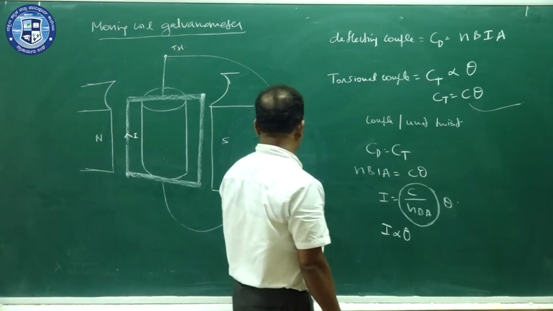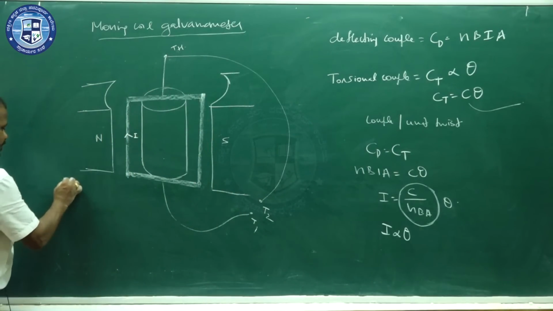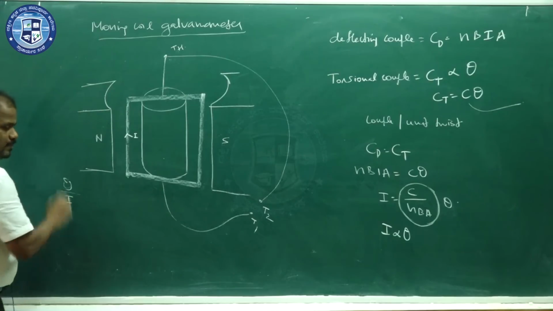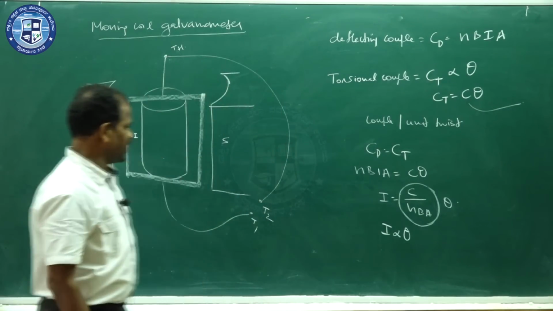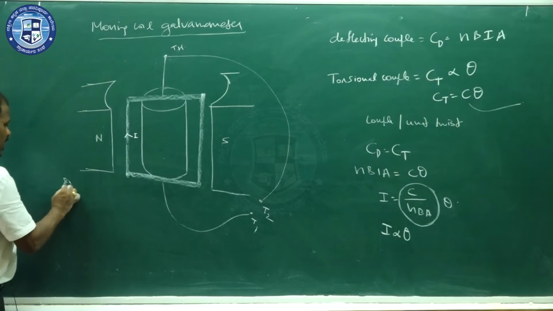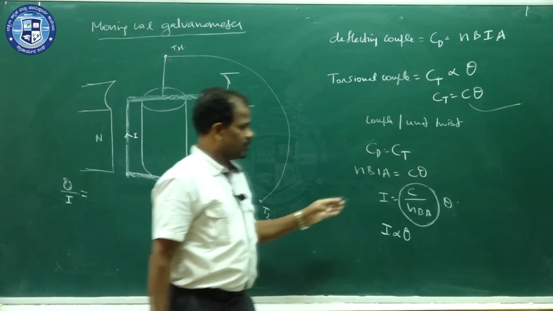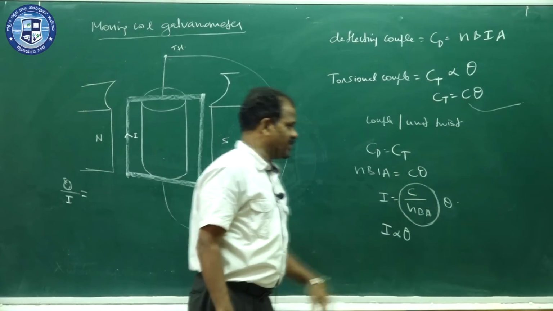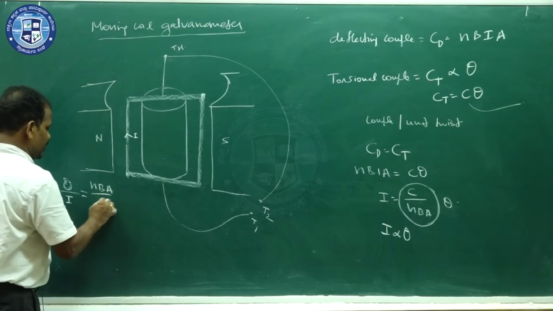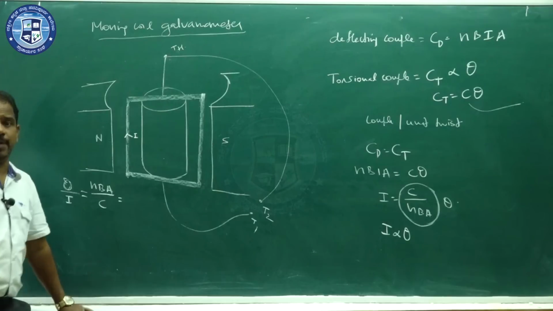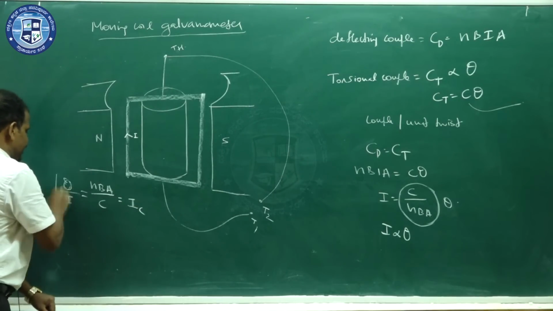Now, in this formula, theta by I is equal to NBA by C. It is called current sensitivity.